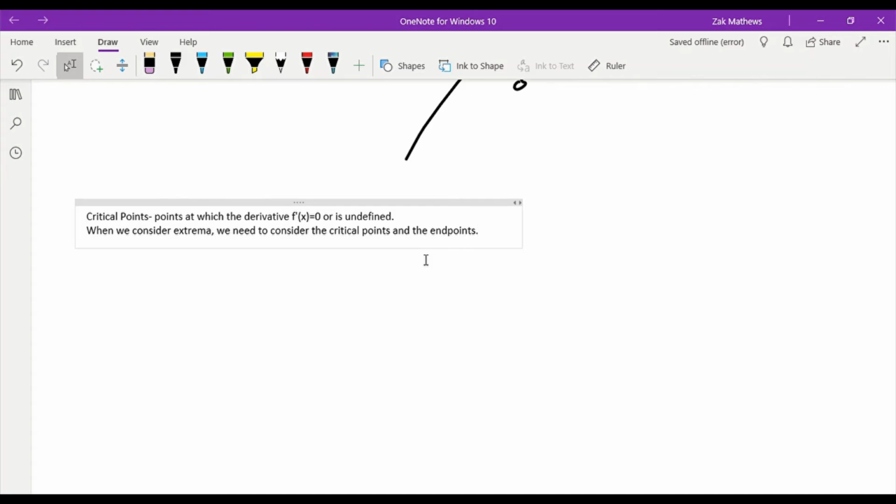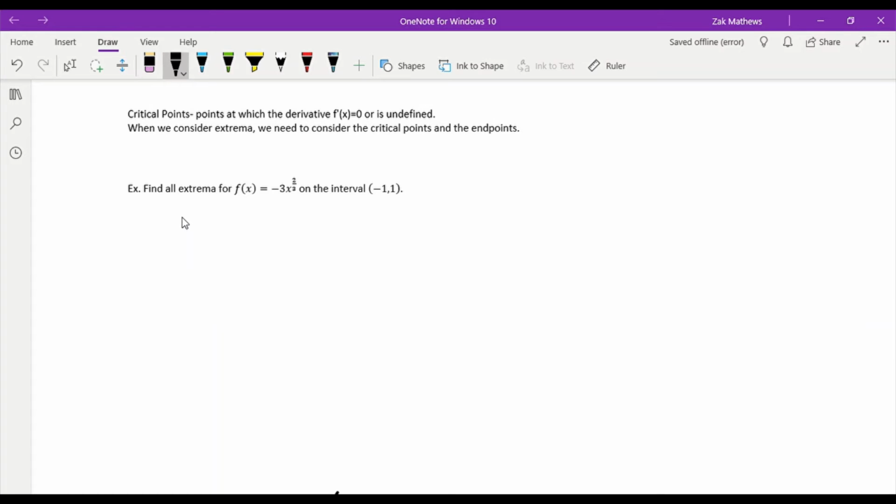So let's look at an example and let's find all of the extrema. Let's take the example, find all extrema for f of x equals negative 3x to the 2/3 power on the interval negative 1 to 1. So we're given endpoints, but we also need to consider endpoints internal to the given endpoints, meaning are there any endpoints caused by discontinuities? Do we have any jumps or any holes or anything like that? If we look at this function, x to the 2/3, that's continuous from negative infinity to infinity, so there wouldn't be any holes, any disconnects there. So we only have these endpoints that we need to worry about.